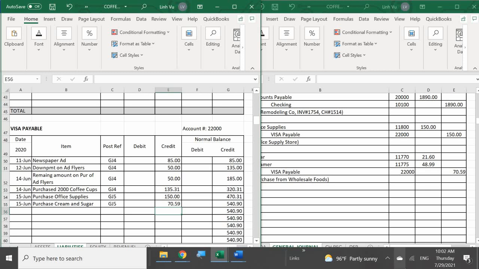Okay. So here, if I put in that $70.59, how much is my total account balance now? It is $540.90. Okay, good. All right. And then we go to Visa payable. We just went to Visa payable.